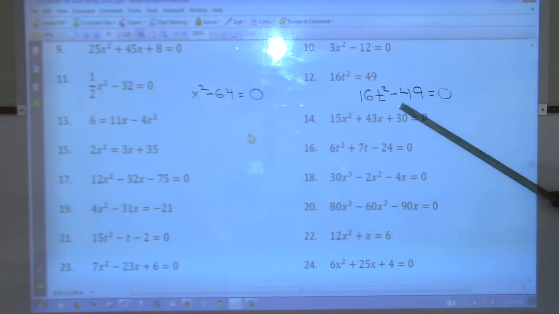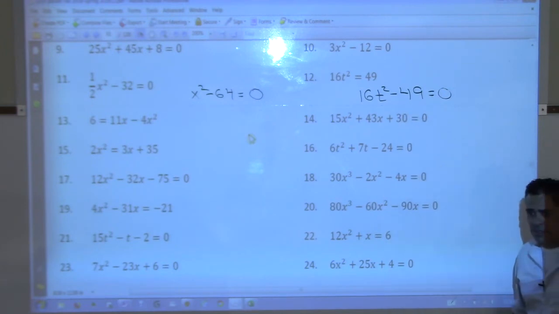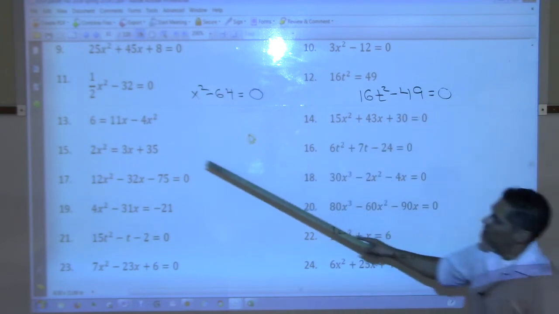Is that a difference of squares? Yes. That's 4t plus 7, 4t minus 7. Again, this is going back on last class. All right? How about this one?